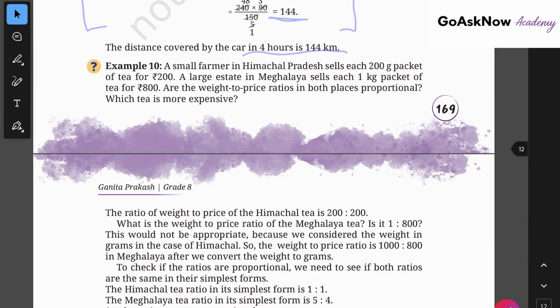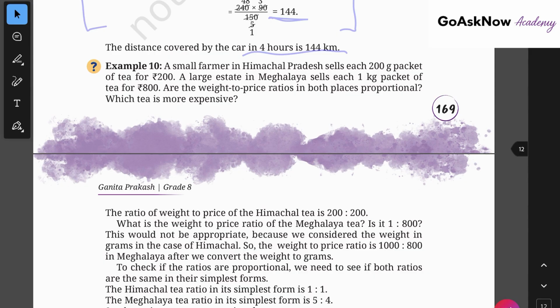The ratio of weight to price of Himachal tea is 200 to 200. What is the weight to price ratio of Meghalaya tea? Is it 1 to 800? The weight to price ratio of Meghalaya tea can't be 1 to 800 since the weight to price ratio of Himachal tea is 200 to 200.